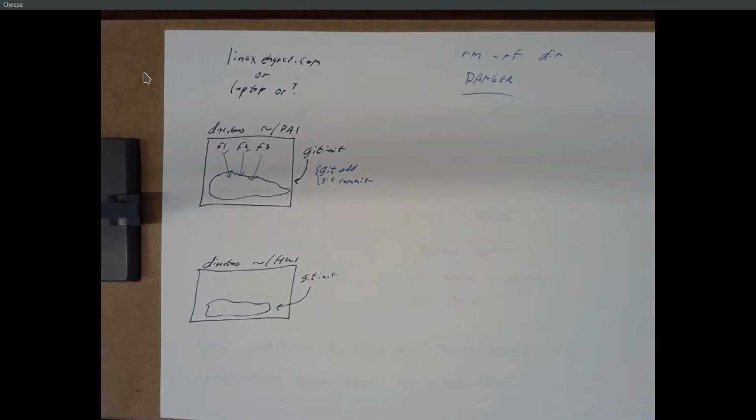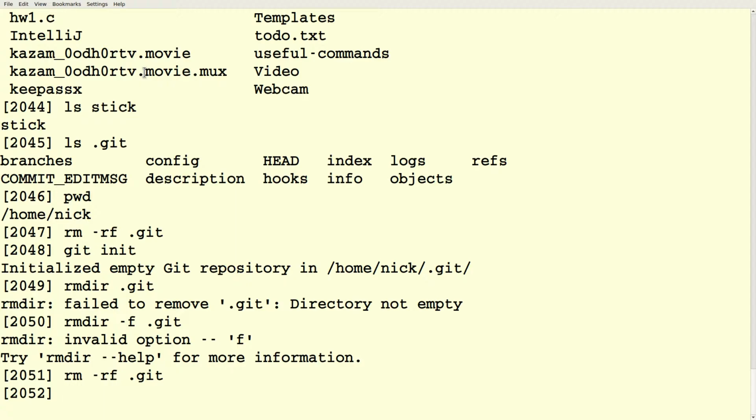But it doesn't do any harm. It's a hidden file. It's not taking a lot of space. You'll never see it, and unless you want to do git stuff in your home directory, it's okay to just leave it there. But you can get rid of it if you like also.